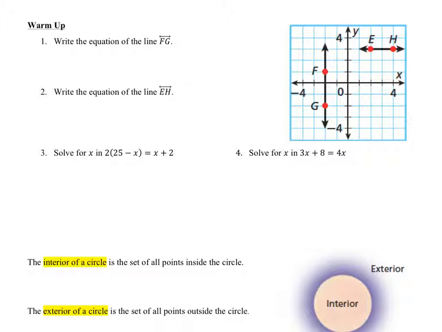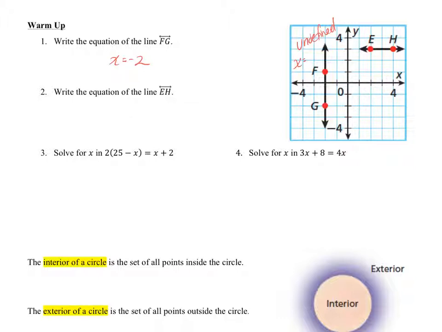So remember that when you write an equation of a line, like for FG, that's an undefined slope. And so when we write equations, that's an x equals equation. So in that case, for FG, it's going to be x equals, and it's at -2. Write the equation of the line for EH.